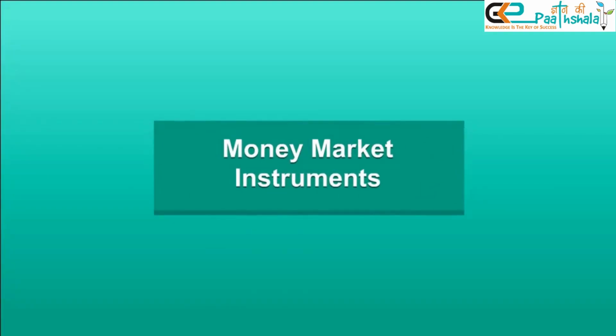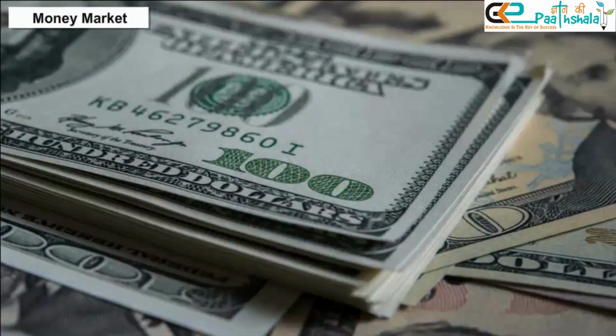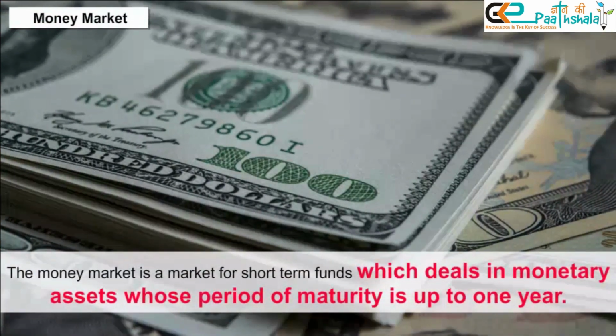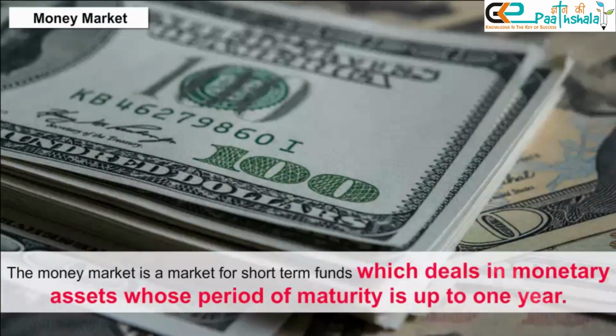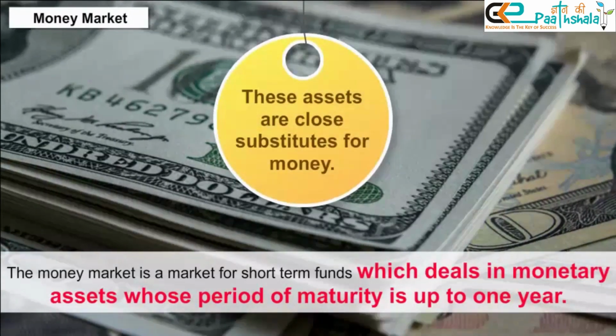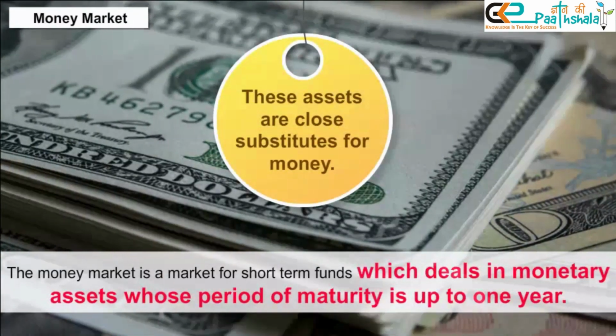Money market instruments. Money market. The money market is a market for short-term funds which deals in monetary assets whose period of maturity is up to 1 year. These assets are close substitutes for money.